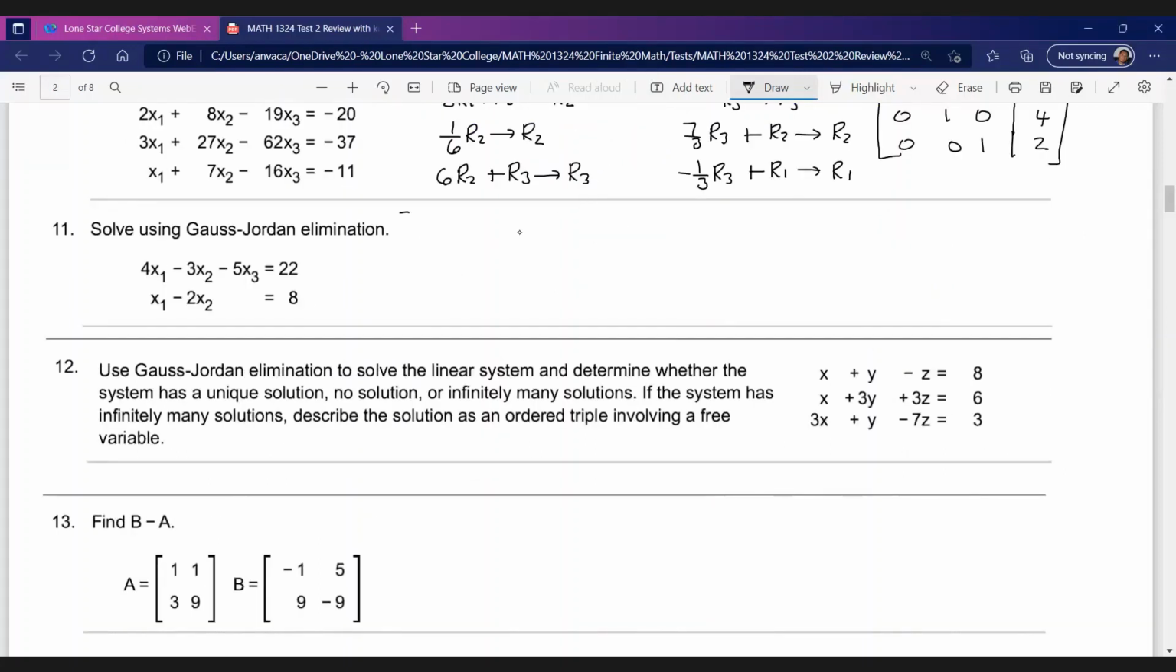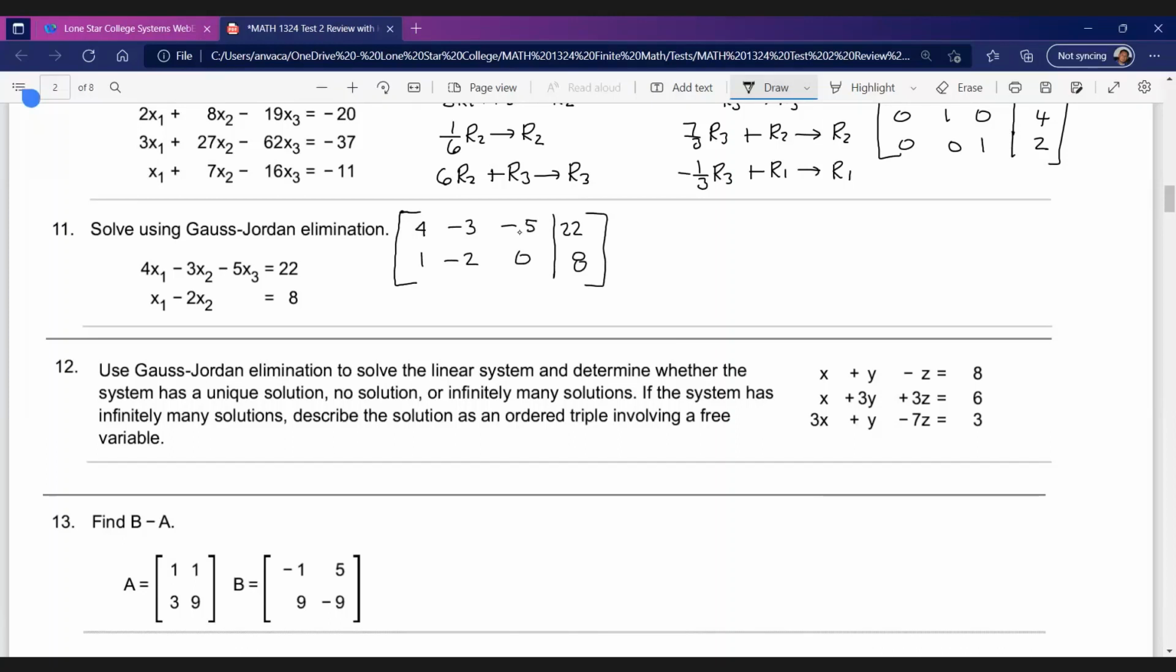Number 11 is something similar to number 10. Okay. And notice that we only have 2 equations, but 3 unknowns. Something tells me that this is very likely to not have a unique solution. So here we have 4, -3, -5, 22, 1, -2, 0, 8.